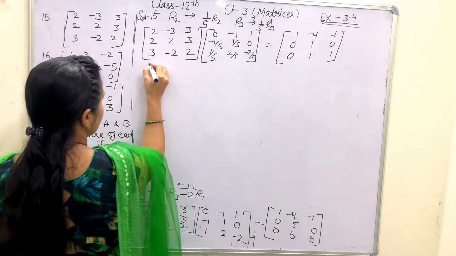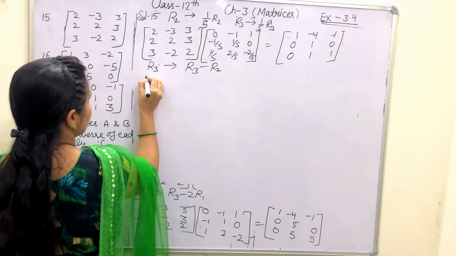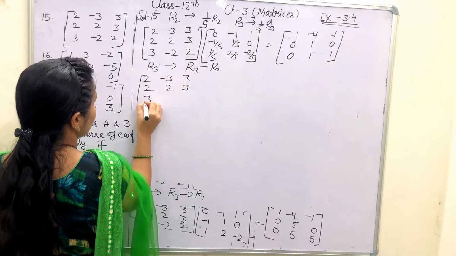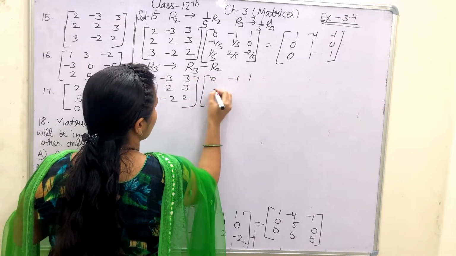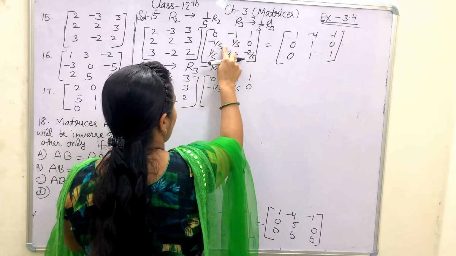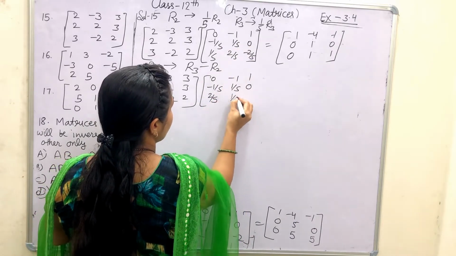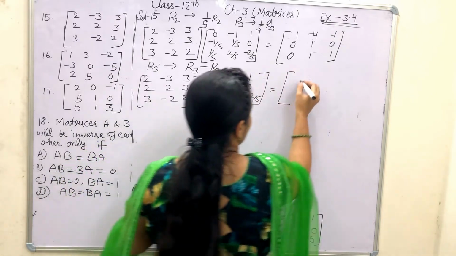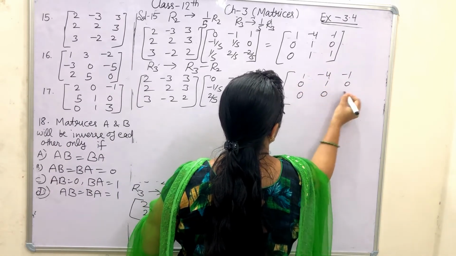Now applying on R3, R3 minus R2. 2 minus 3, 3, 2, 2, 3, 3 minus 2, 2. Here is 0, minus 1, 1, minus 1 by 5, 1 by 5, 0. Now this minus this, it becomes 2 by 5. 2 by 5, minus 1 by 5, 1 by 5 and minus 2 by 5. Here we get 1, minus 4, minus 1, 0, 1, 0, 0, 0, 1.